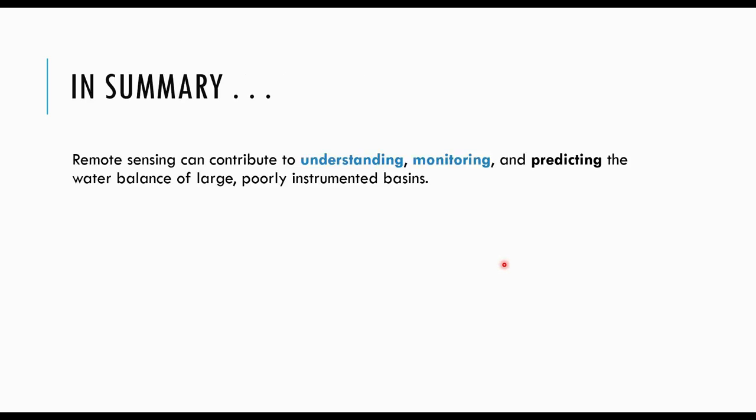So to close out, I'd just like to summarize by saying that our work experience in the Nile and in other regions, we believe, does support the case that you can use remote sensing to advance your understanding of transboundary rivers, to improve monitoring over what's available with in-situ data, and also to predict the water balance of large, poorly instrumented basins when we bring the LDAS in.